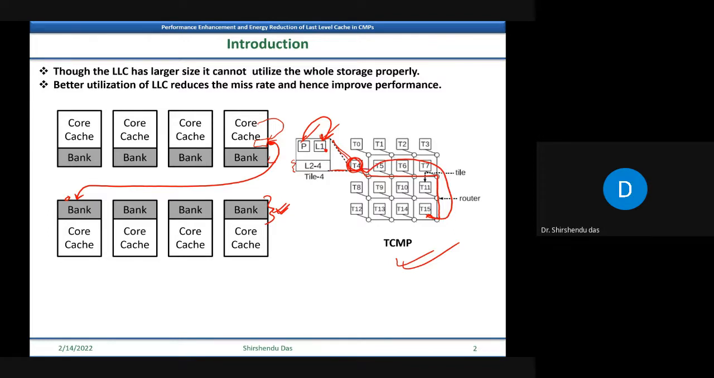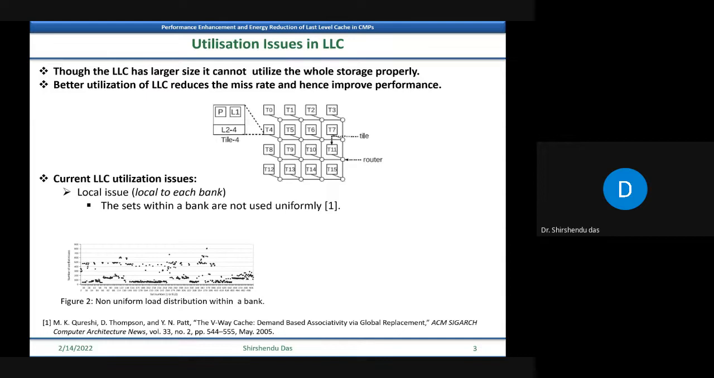There will be no connection with the local L2 bank here. Why I'm explaining all this is because here your bank, the LLC, is shared but distributed. It's not like private and distributed. Okay, so let us start with the utilization issue.